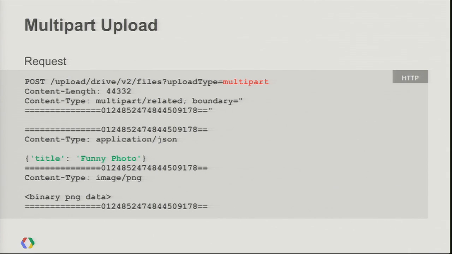If you have bigger files, you can use the multipart upload. Now that is a multipart request, this time with the upload type set to multipart, and in the first part of the multipart, you send the JSON, in this case, title, funny photo. That's the metadata. You can put any metadata you want. And in the second part, you send the binary data. So this is great. The file size limit is 10 gigabytes. So you can really send as much as you like there, and whatever metadata you want.